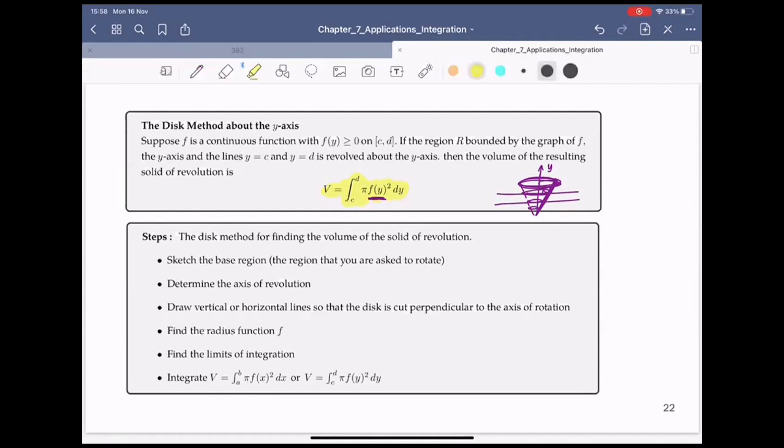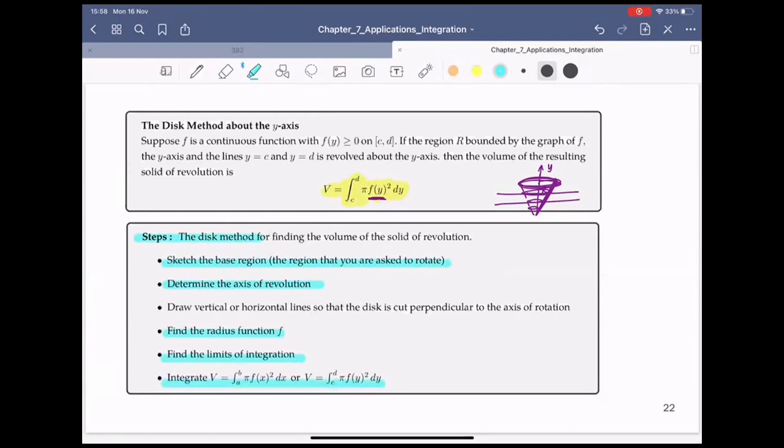So to sum up the steps of the disk method, first you sketch the base. Second, think about what your axis of rotation is. And then after that, you find the radius and the limits of integration and set it up.